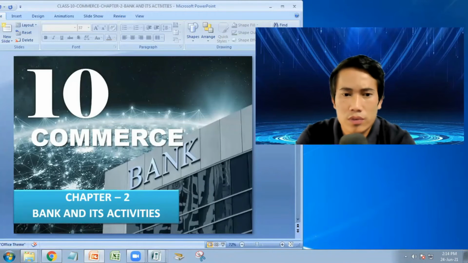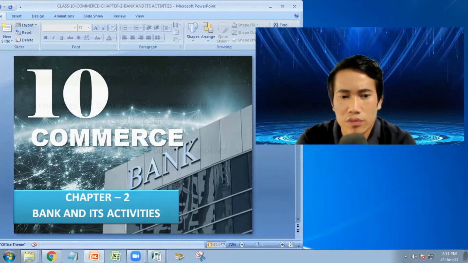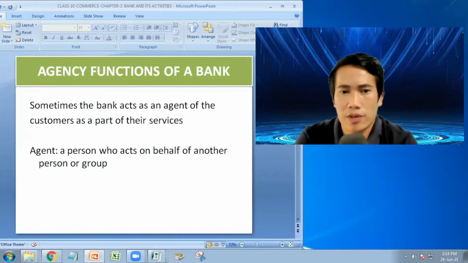Dear students, today we shall continue with chapter 2, bank and its activities. In the last class we have discussed the functions of a bank under three heads. We discussed the primary functions, general utility functions, and today we shall be discussing the agency functions of a bank. So when we say agency functions of a bank, what the bank does is sometimes the bank acts as an agent of the customers as part of their services.